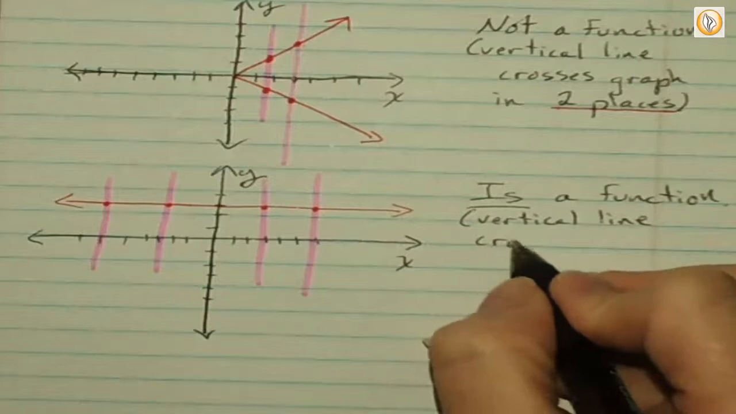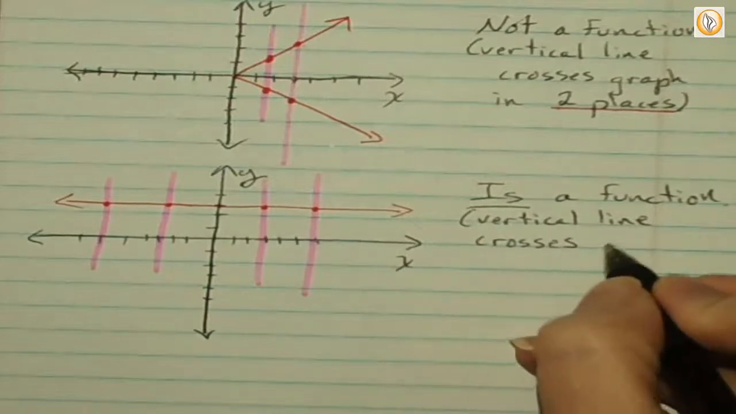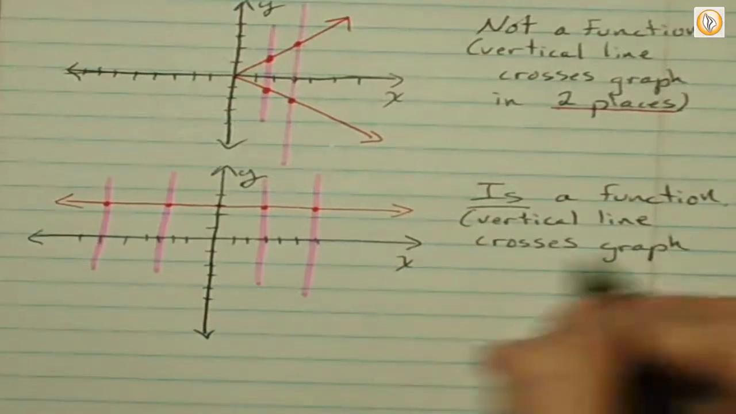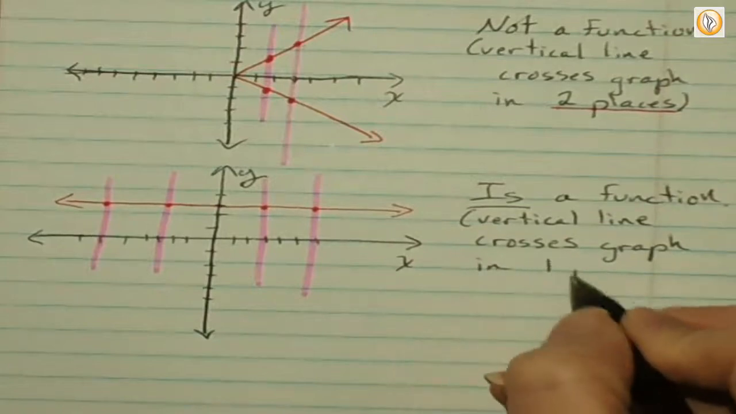Vertical line crosses graph in one place.